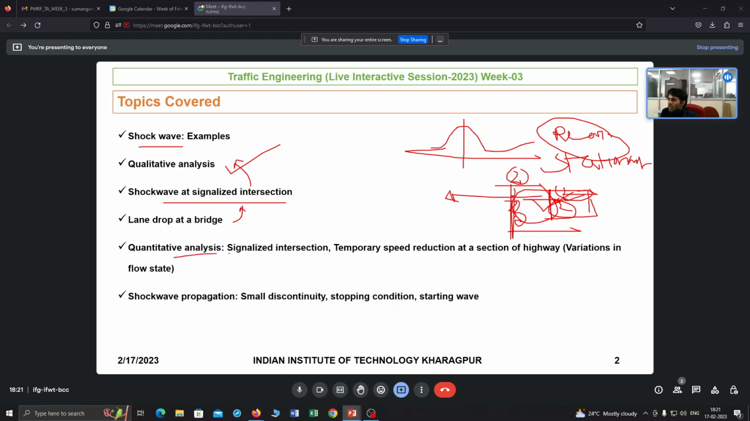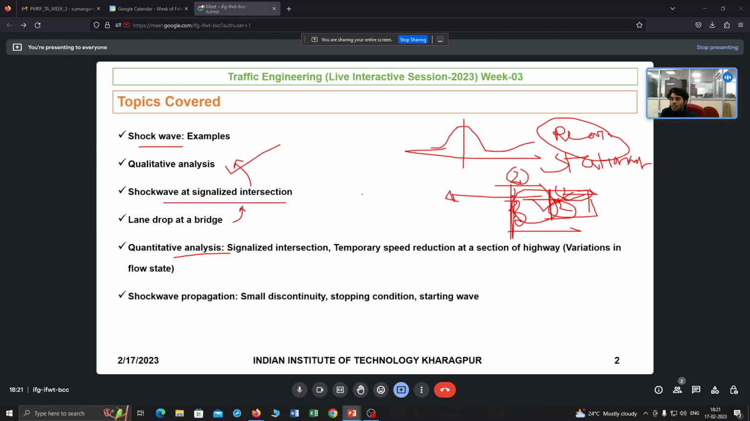So now in case of quantitative, what do you mean by quantitative? Now we want to quantify the shock wave. What do you mean by quantify the shock wave? As I told, the shock wave may be stationary or it may be moving, either in the forward direction or in the backward direction. So quantitative analysis refers to the rate at which it moves. Suppose we are saying it is moving, then what is the rate at which it is moving? Rate means the speed, right?